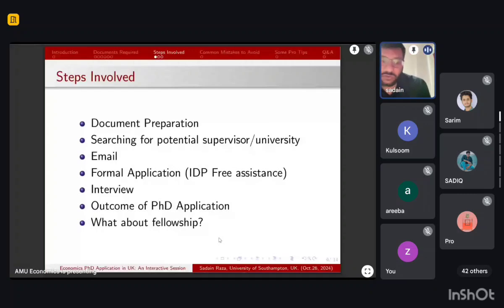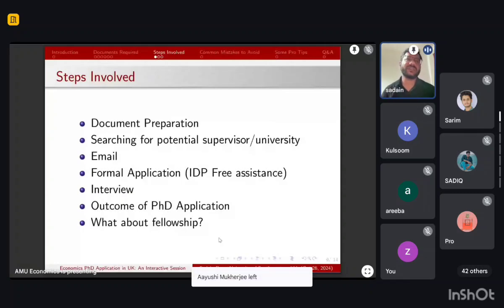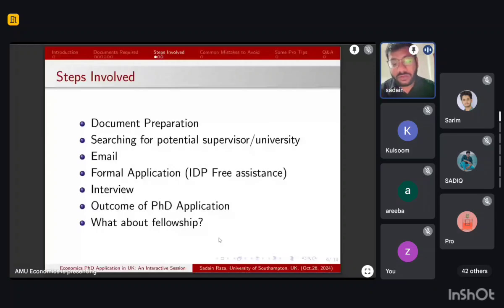Now after this will be your interview. After you make your formal application, you will be called for one interview in 90% of the cases. In some cases you may be asked to appear for another interview. I was asked to appear for two interviews, and then will be your outcome of application and fellowship. I will discuss at the end. Kindly go to the next slide.